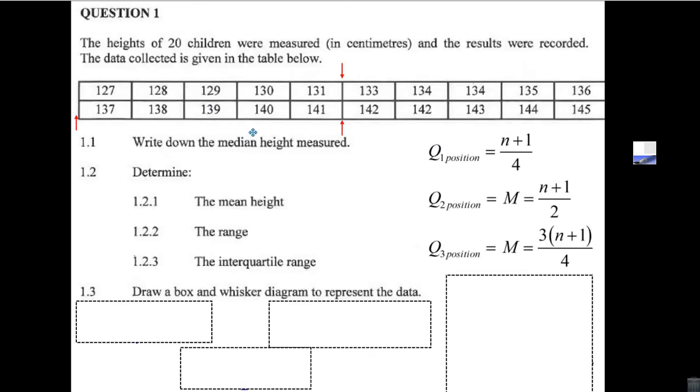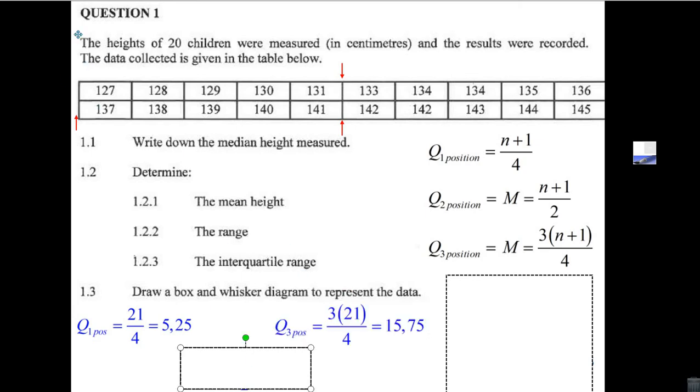Okay, let's take a look at some of this data here. Now, you've got the heights of 20 children. They've been kind to us and put it all in order in centimeters, from 127 all the way up to the tallest person, that's 145. We can figure out all these different things. There's the minimum, 127. There's the maximum, 145.